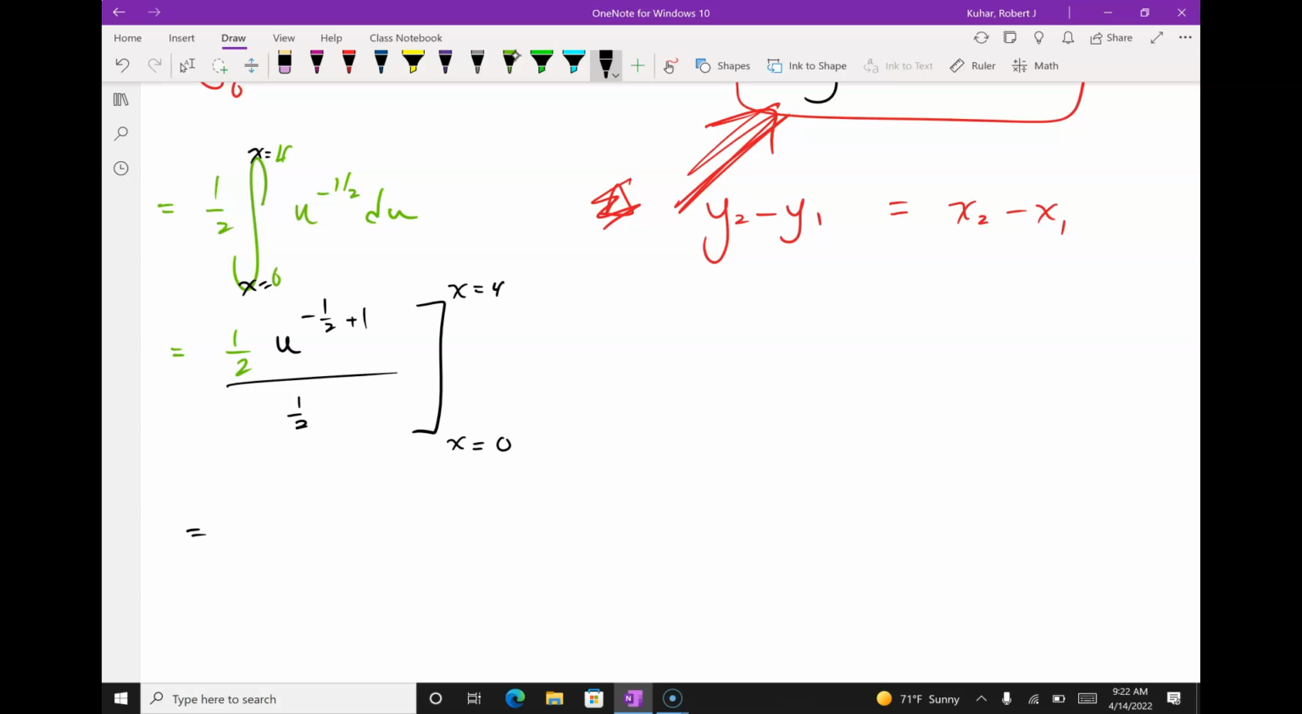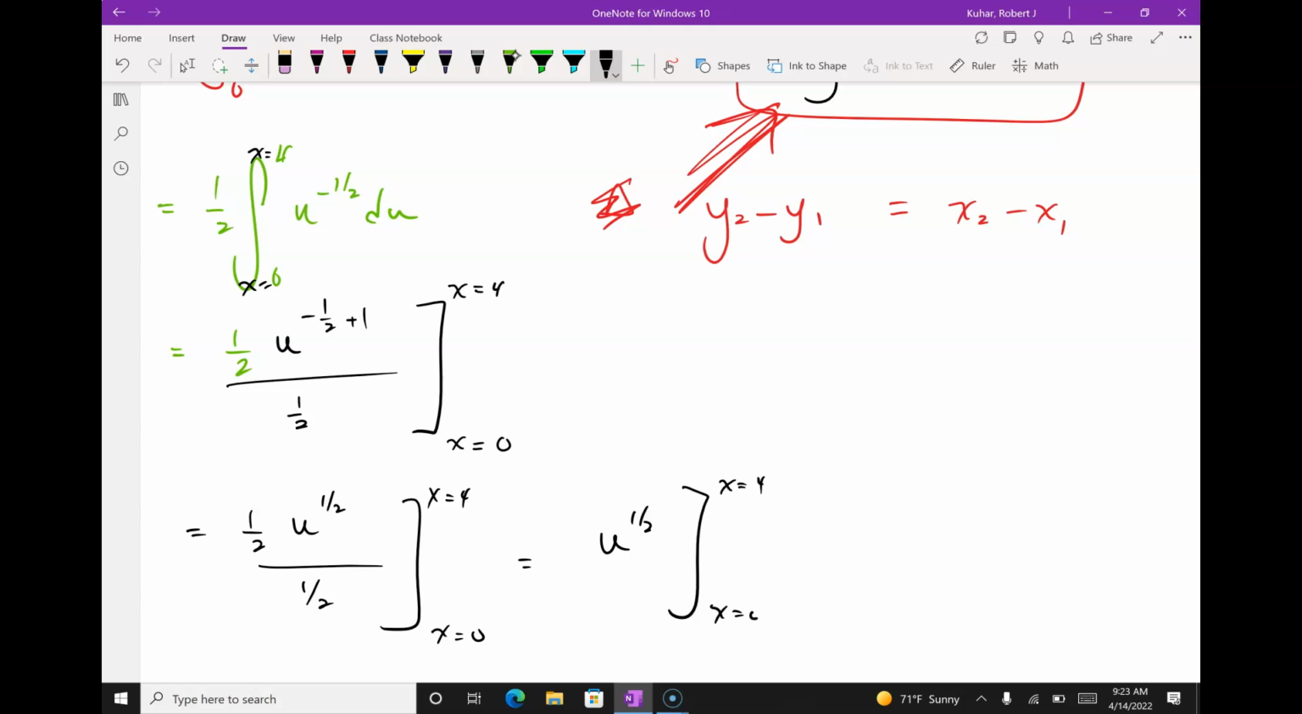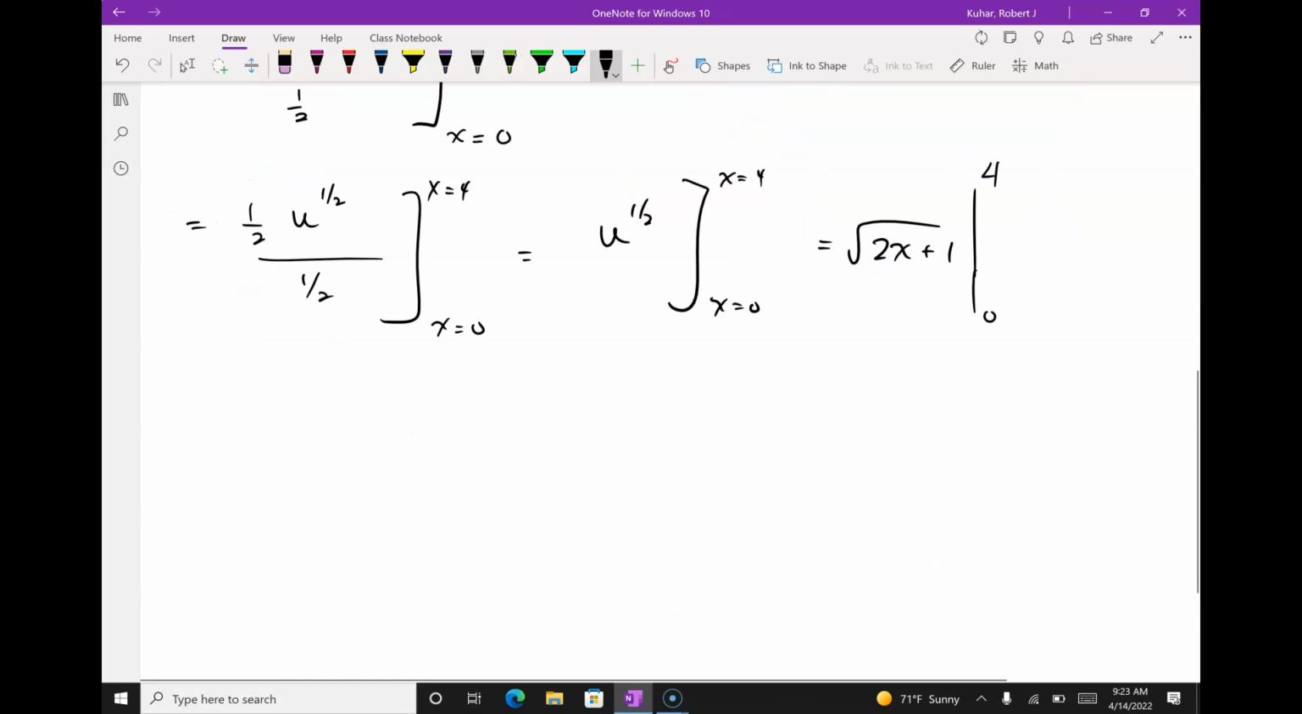So what do I have? 1/2 of u to the 1/2 over 1/2. So I have u to the 1/2, and u was what, 2x plus 1, is that right? To the square root of that, evaluated at 4 and evaluated at 0.